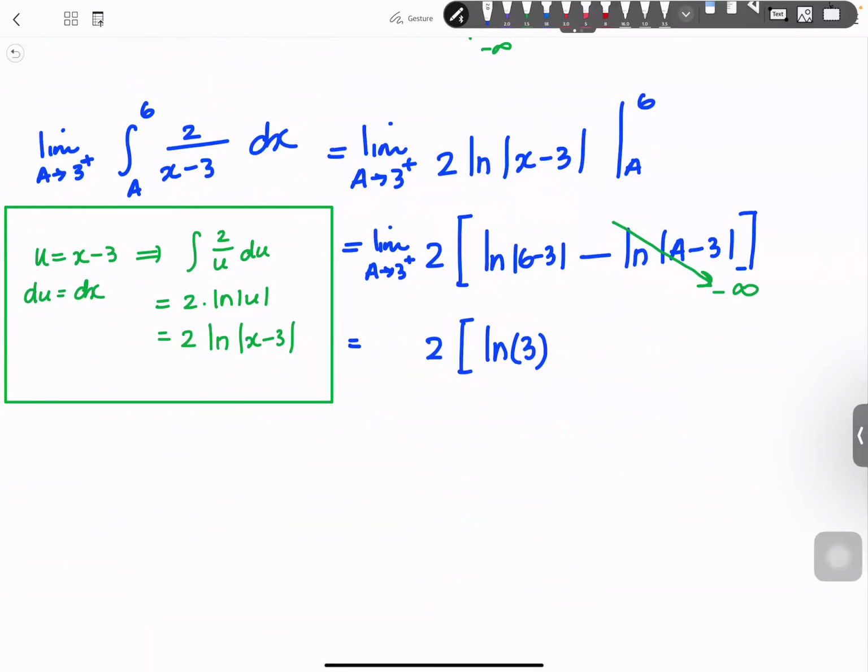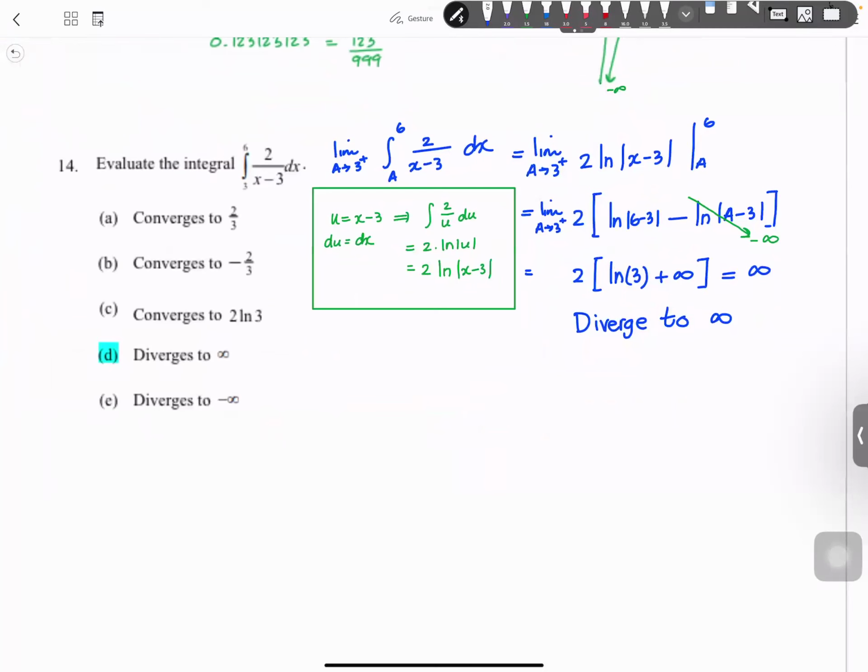So what we have is a minus and a minus, so plus infinity. Anytime we're dealing with an infinity, this is just going to be infinity, right? So I'm going to say that this guy will diverge to positive infinity. Answer here will be D.